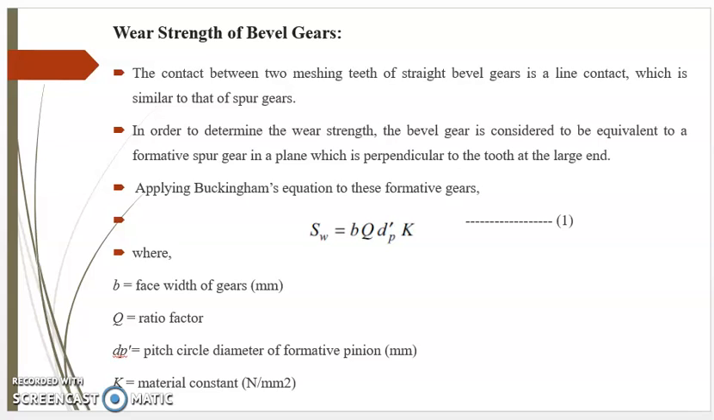Applying Buckingham's equation to these formative gears, we have Sw = B Q dp' K, equation 1, where B is equal to face width of the gears in mm, Q is equal to ratio factor, dp' is equal to pitch circle diameter of formative pinion in mm, K is equal to material constant in Newton per mm square.